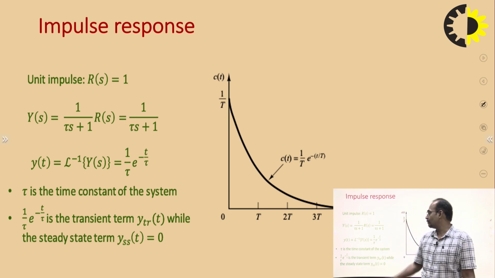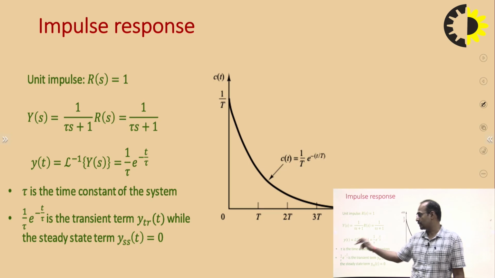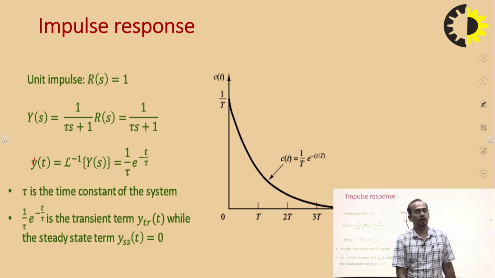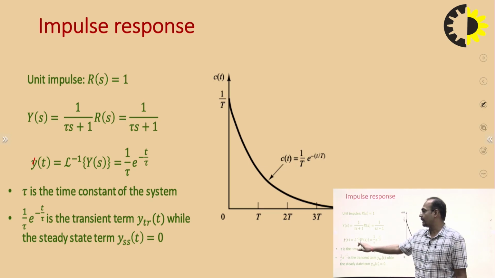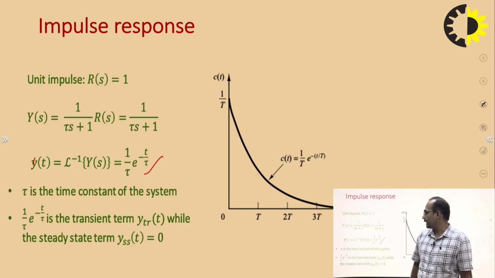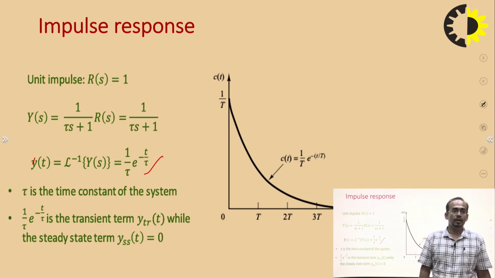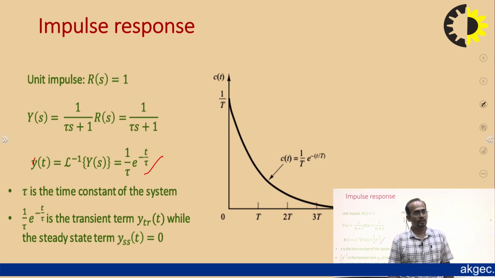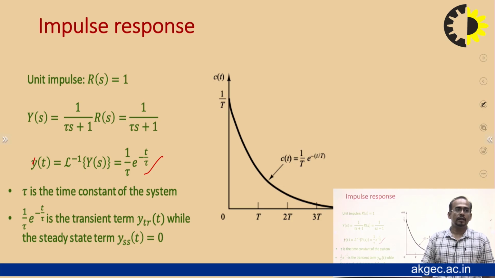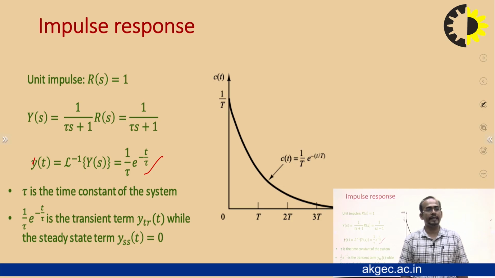And what will be the value of Y(s)? Y(s) will be equal to 1 by (sτ+1). So we can find the value of y(t), or the response of the system. y(t) is equal to the Laplace inverse of Y(s). This is nothing but (1/τ) e to the power minus t by tau. So this time response is exponential in nature, or you can say decaying in nature.